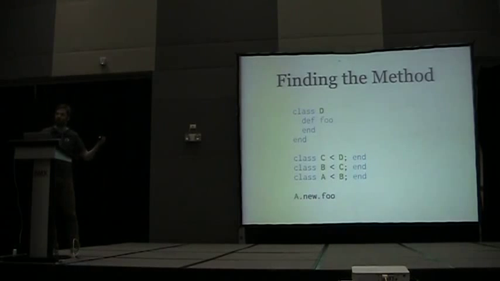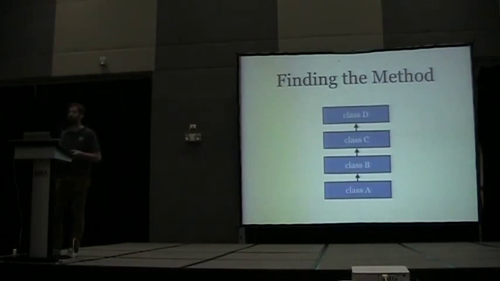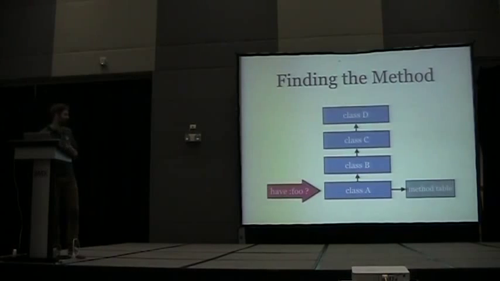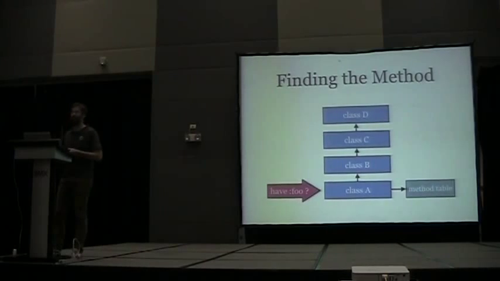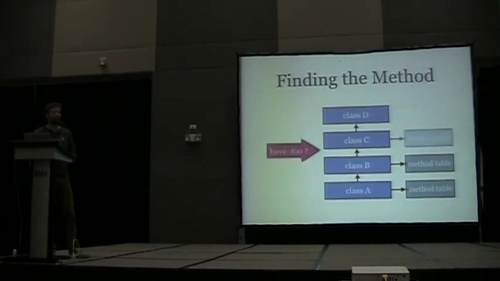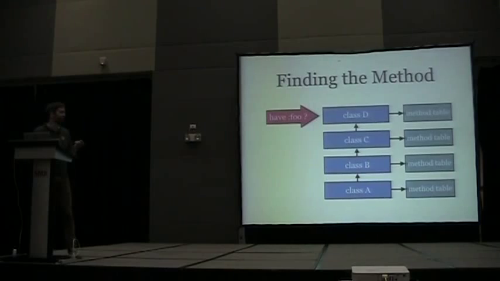D at the very top has the method, and then B, C, or C, B, and A inherit. So the way this code will actually work is we have a hierarchy that looks like this. The first thing it does is say, okay, do you have foo on A? It looks up the method table for A. A doesn't have it, so it tries the next one, B. B doesn't have it, so it tries C. C doesn't have it, so it tries D. And then finally it finds the actual method, and we can call it.